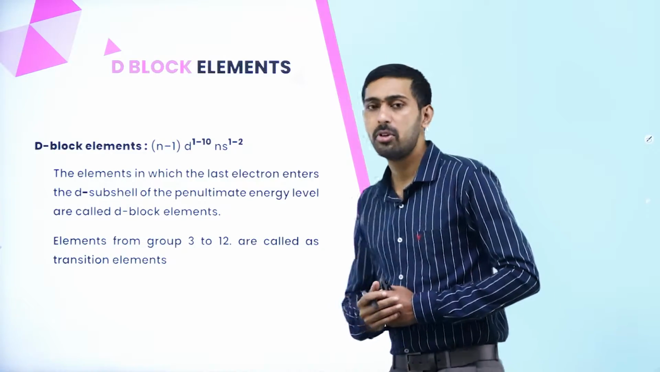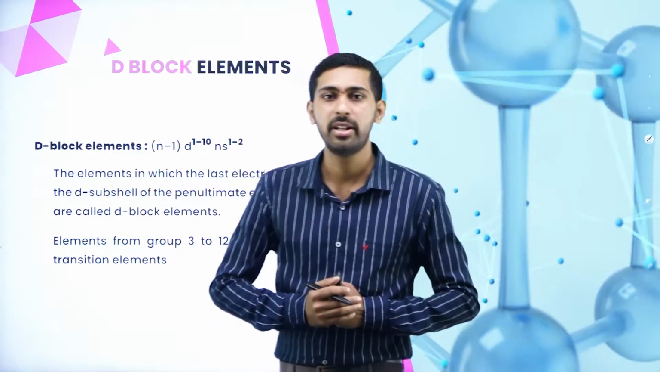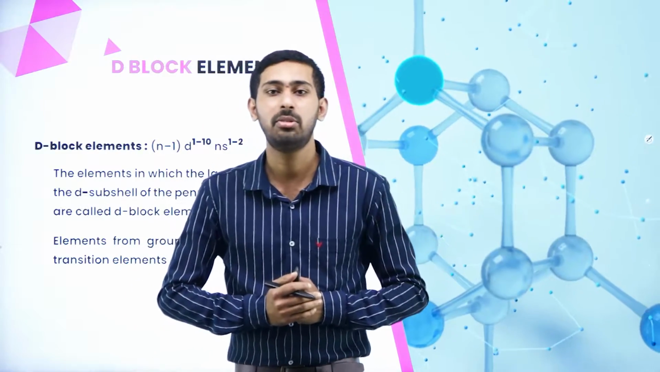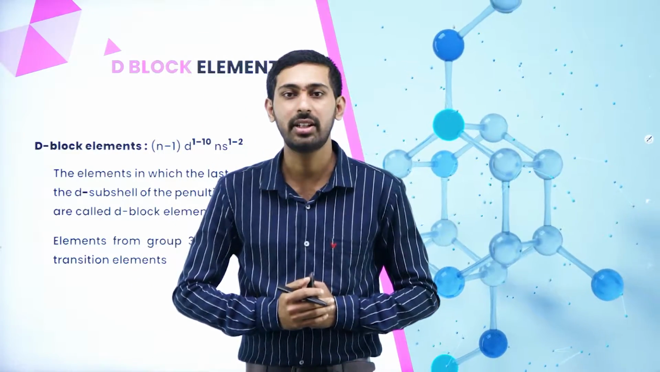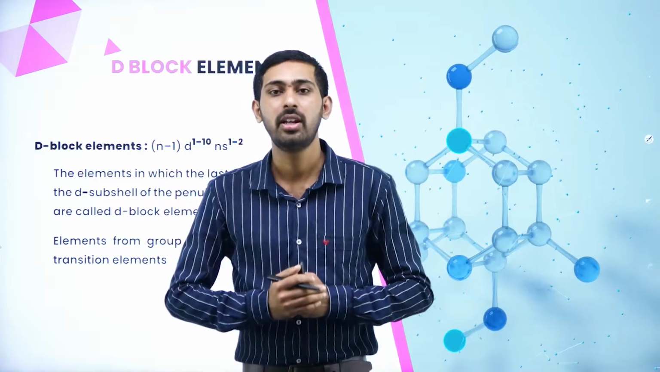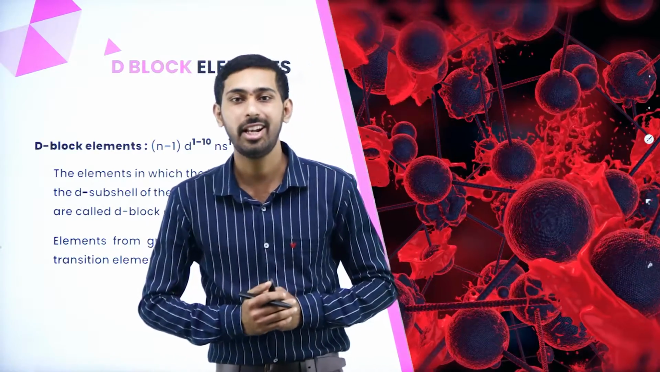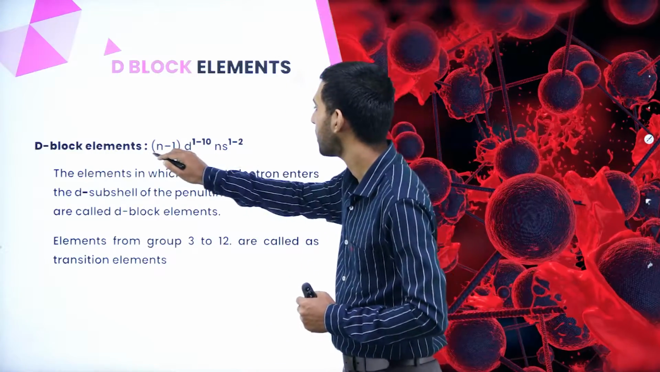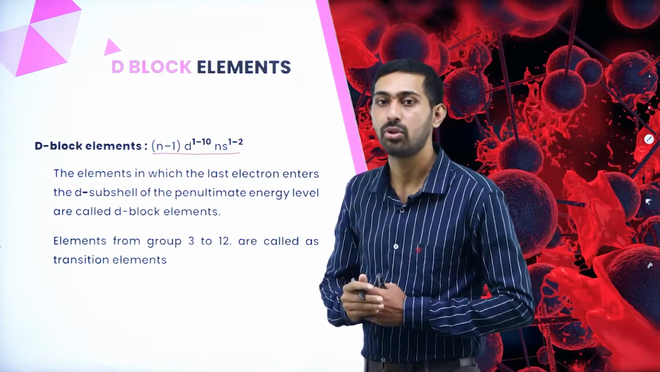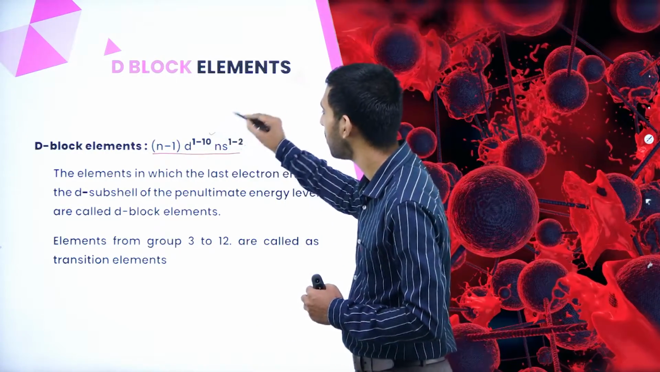What are d block elements? Here d block elements are also called transition metals. Why are these elements considered transition metals? Because here electrons are added to the penultimate shell and its general electronic configuration is (n-1)d 1 to 10, ns 1 to 2.